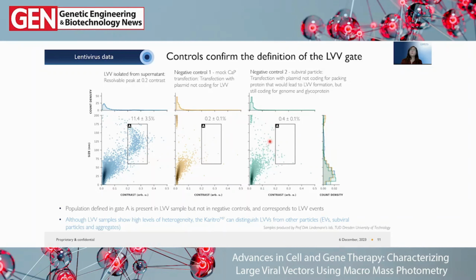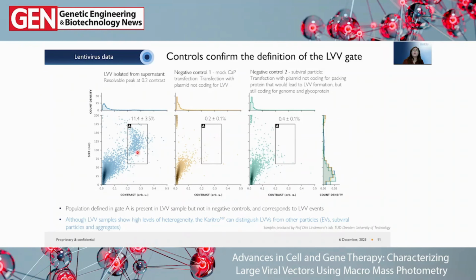And again, what you see is very similar to the other negative control, with virtually no particles in gate A, but still the population here at low size and low contrast. So the conclusion of this is that, first of all, even though lentiviruses are quite heterogeneous, we are able to distinguish what is lentiviruses from what is not lentiviruses, and what are most likely extracellular vesicles, subviral particles, and aggregates.